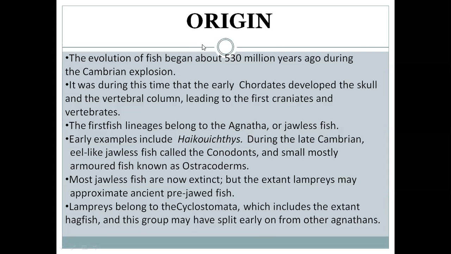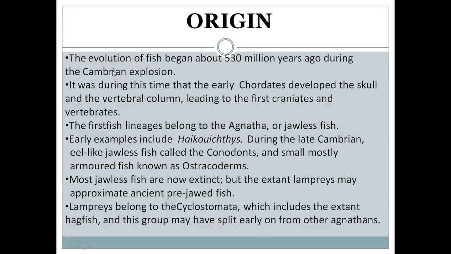And coming to origin, how they originated, from which organisms, from which animals they have originated, let us see in this slide and the next slide. So the evolution of fish began about 530 million years ago during the Cambrian explosion.